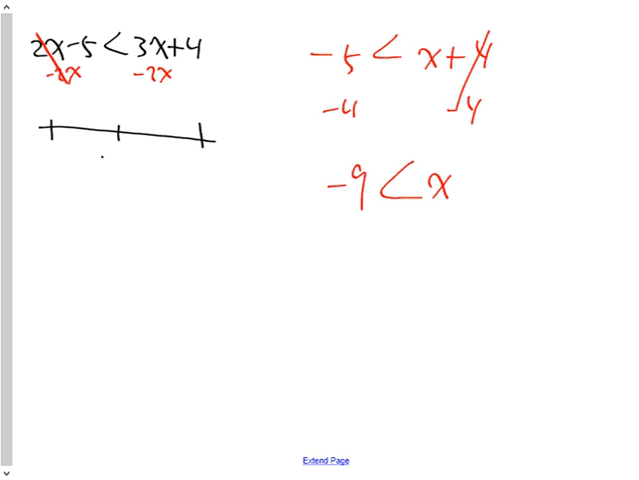So if I put negative 9 here and negative 10 here and negative 8 here, all values greater than negative 9, which is an open boundary point, is your solution.